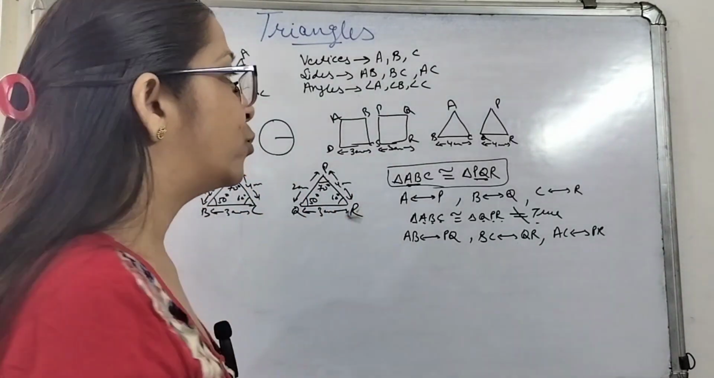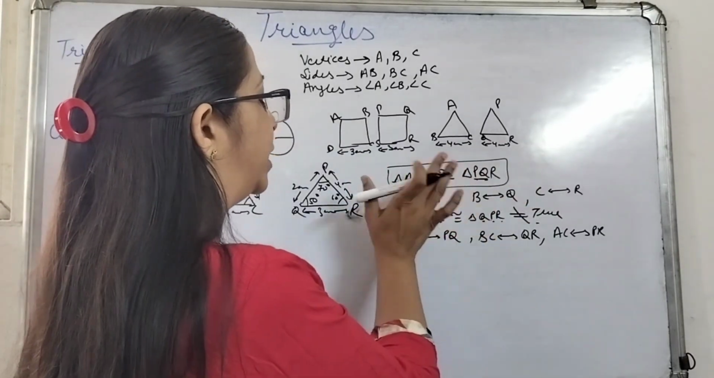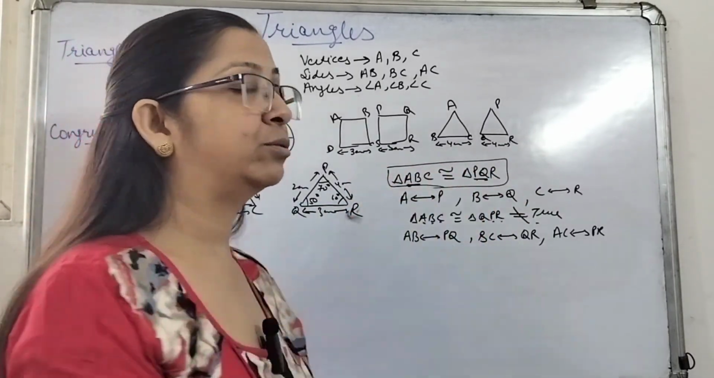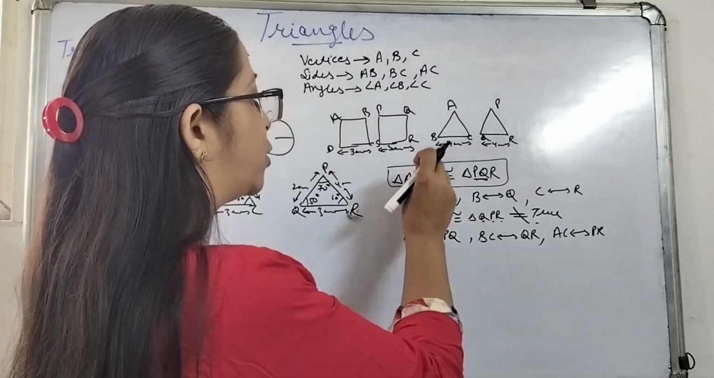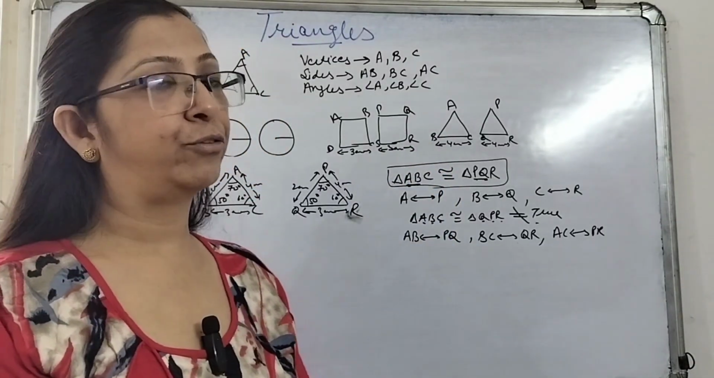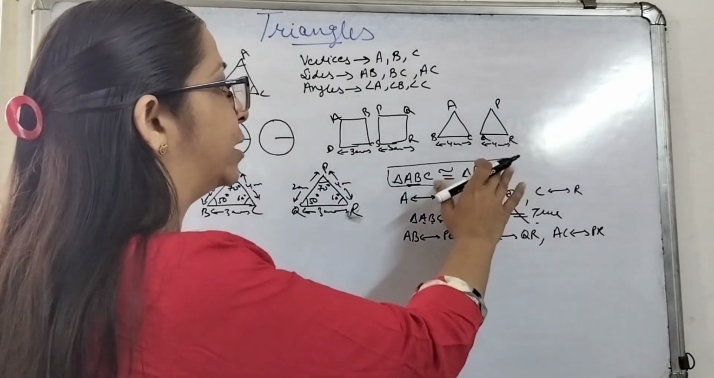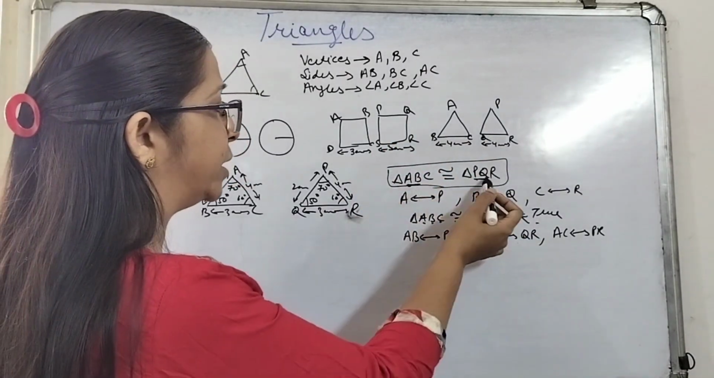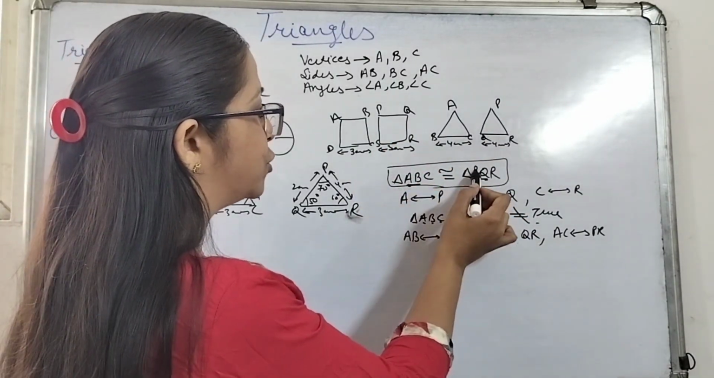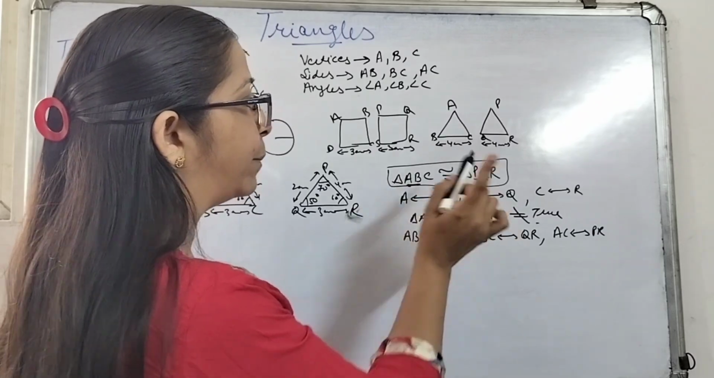overlapping each other. So whenever we are writing symbolically that this triangle is congruent to this triangle, the order, the correspondence should be taken care of. This simply means it is very, very important while we are writing it. So correspondence simply means A corresponds to P, meaning A will be overlapping P.